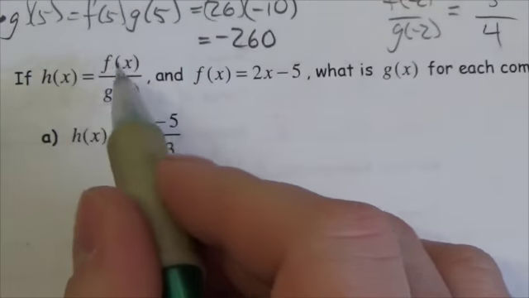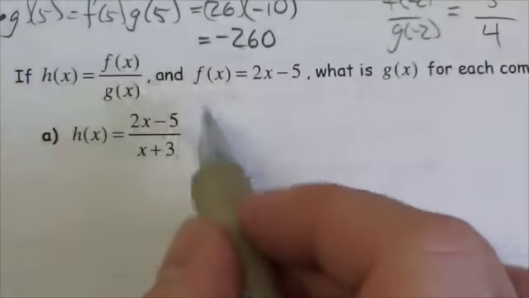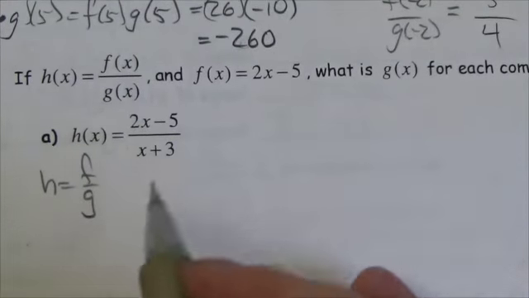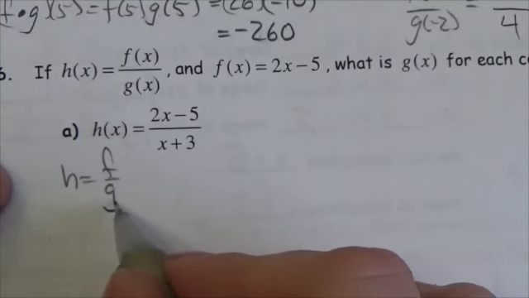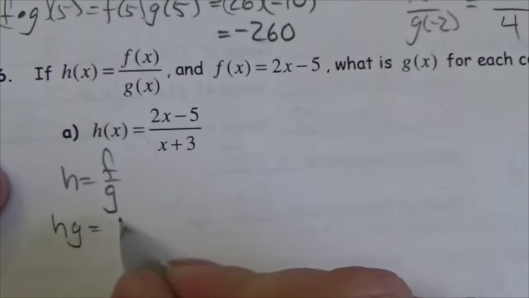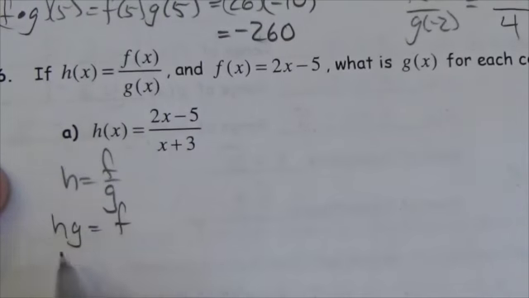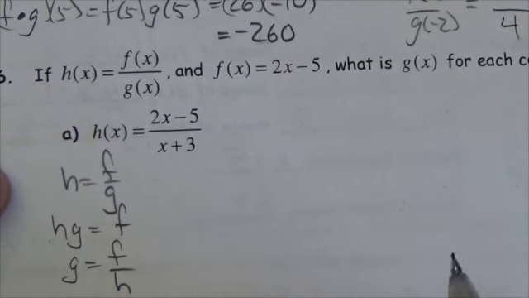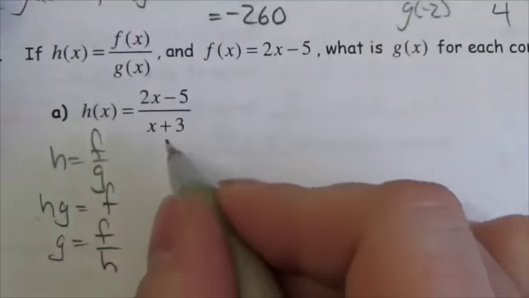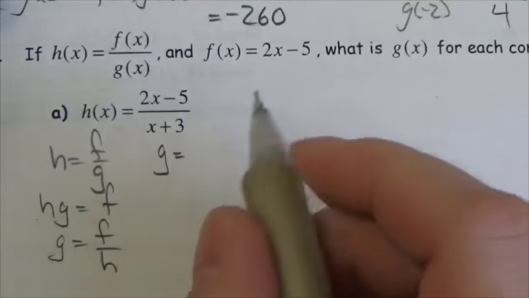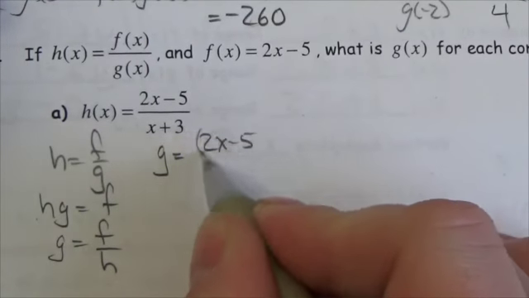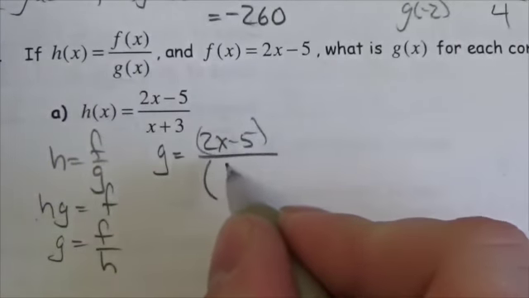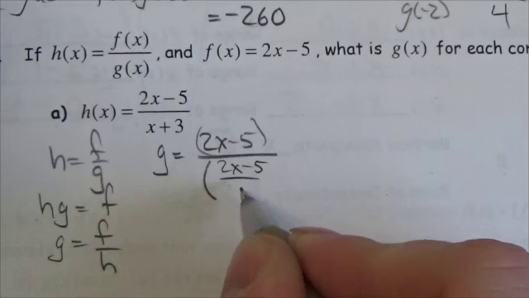So if h of x is f over g, and we know what f is, how do we get g? Well, if h is f divided by g, I could do this a couple of different ways, but you might think of it as multiplying both sides by g, canceling on the right-hand side, and then dividing by h. So g is going to equal f divided by h. Now, let's go through and do that. So g is going to equal f, 2x minus 5, divided by h, which we get from here, 2x minus 5 over x plus 3.